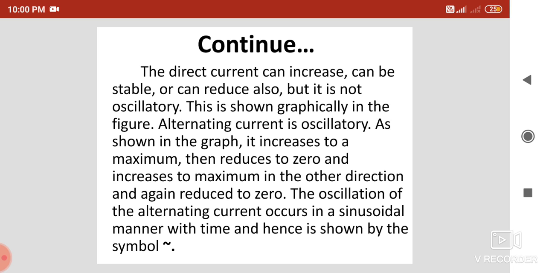If we see the graph of alternating current, it increases to maximum, then reduces to zero, again increases to maximum in the other direction, and again reduces to zero. The oscillation of alternating current occurs in a sinusoidal manner with time. As time passes, both the magnitude and direction of the current change. It is shown with a symbol like a sleeping S.